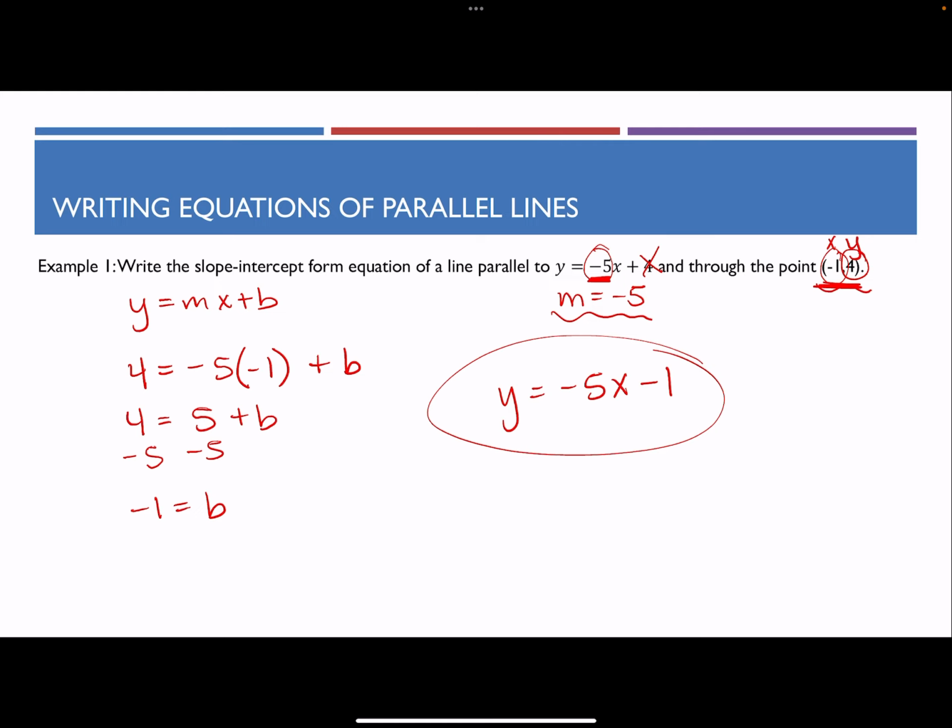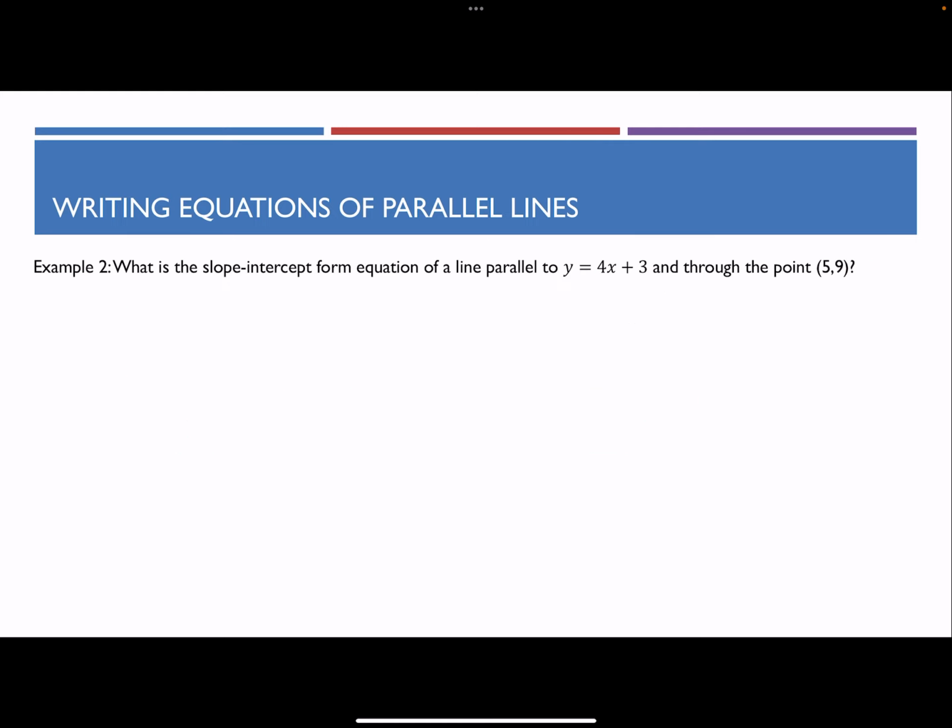Okay, let's try another example. But this time, I am going to use point slope form: y minus y1 equals m times x minus x1. Again, it doesn't matter which form you use. I'm just showing you one of each form, and then you pick which one you like. So what's the slope-intercept form equation of a line parallel to this, y equals 4x plus 3? I know my new slope has to be 4 because it has to be the same. My y-intercept is not going to be 3, and it's going to go through this point.